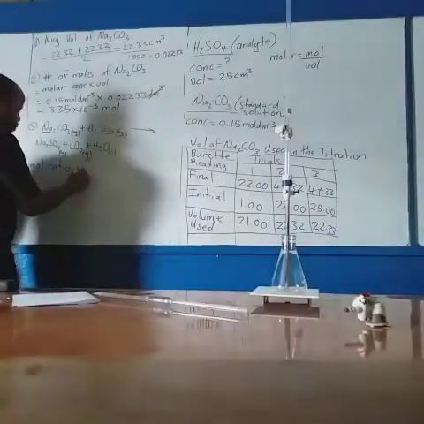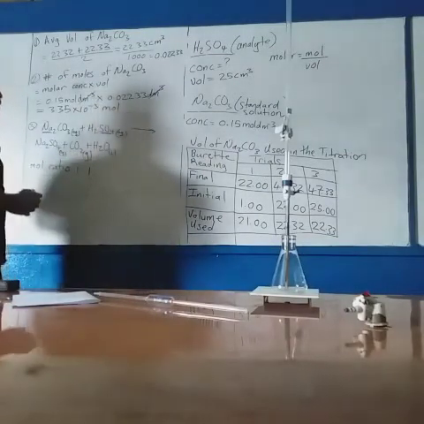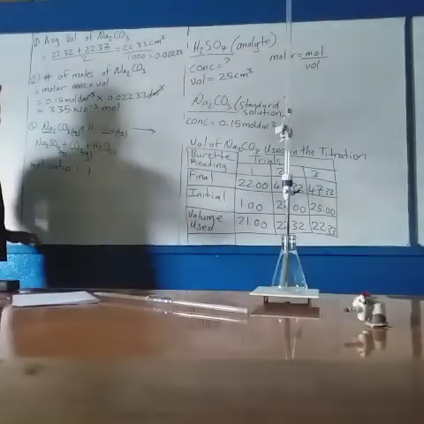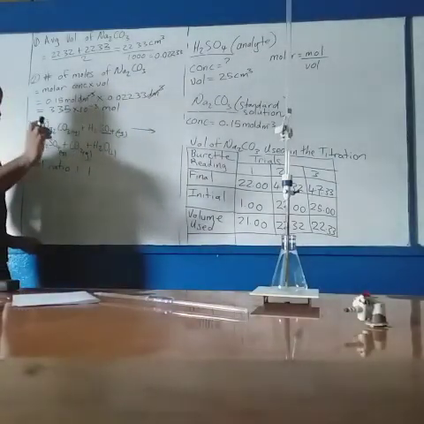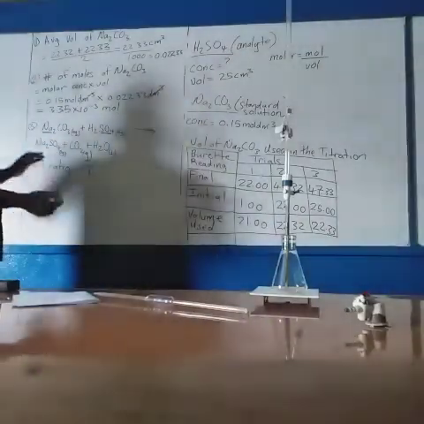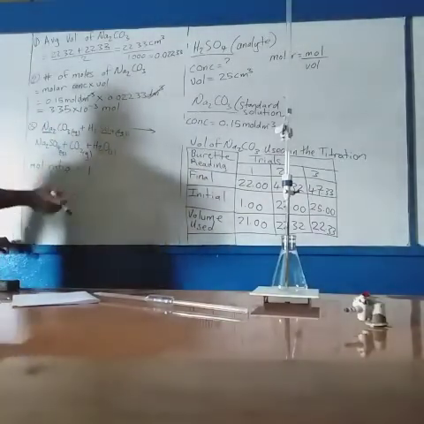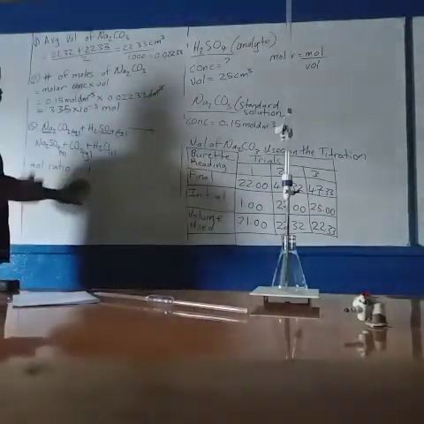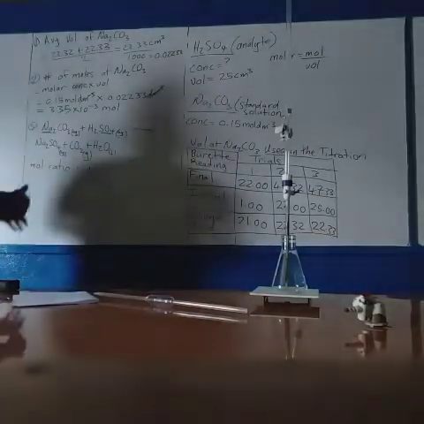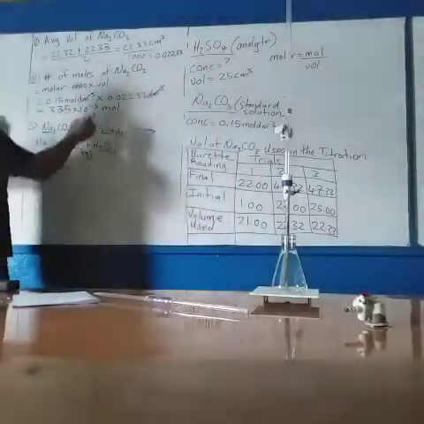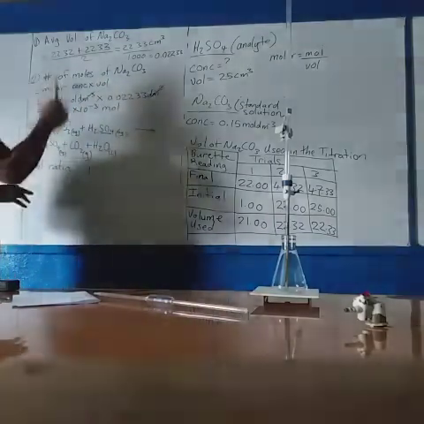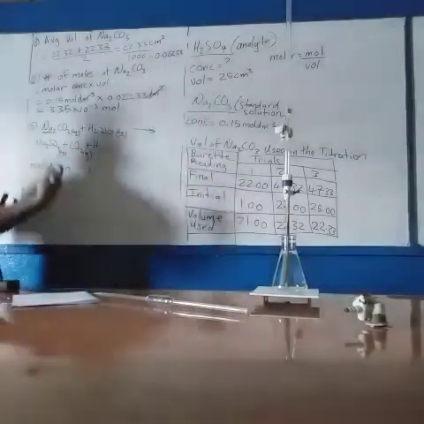If you don't remember how to use the mole ratio, revisit the mole concept videos, specifically part 3. It explains mole ratio and how to use it, whether it's 1:1, 2:5, 2:3. So the mole ratio is 1:1. Once it's a 1:1 mole ratio, it means that whatever amount of moles of sodium carbonate reacted, the same amount of moles of sulfuric acid also reacted.